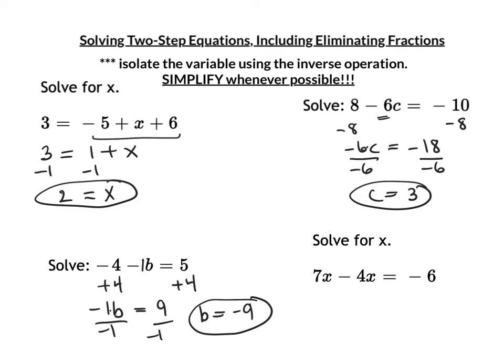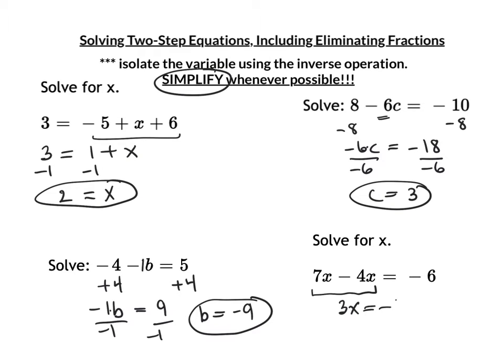Now in this last example here, I get students that do weird things. They'll try to add 4x to both sides. Well, if you added 4x to the negative 6, it wouldn't work. They're not like terms. You can't combine them. So what you should be doing is simplifying whenever possible. And 7x and 4x, those are like terms. Simplify means I combine like terms on one side. So 7x minus 4x is 3x.